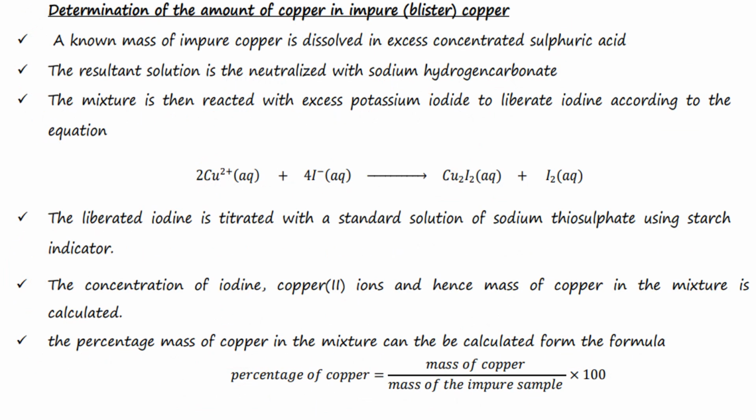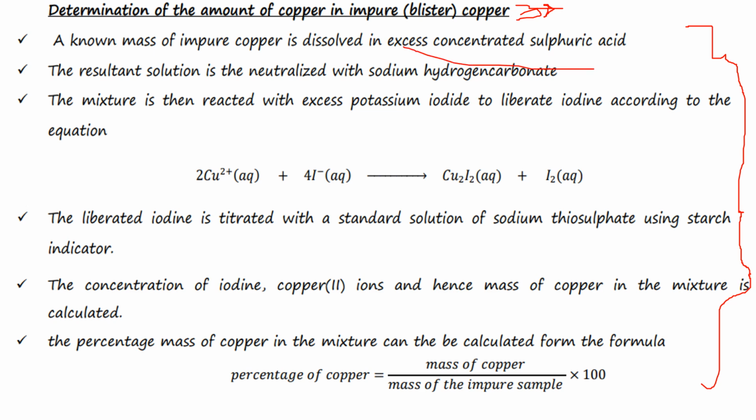Now let's look at the brief chemistry involved in determining the amount of copper present in impure or blister copper, which is the copper we get after purifying our ore. So let's look at how we can do that on a laboratory basis. I presented these notes because some mock bodies are examining it, though it's not a common practice to be examined by UNEB. First, a known mass of impure copper is dissolved in excess concentrated sulfuric acid.